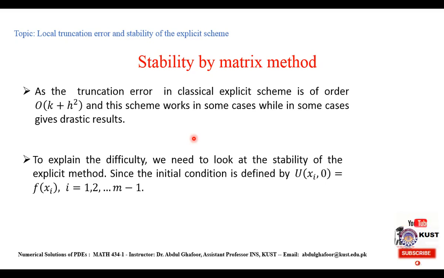Now to start the stability analysis, the initial condition is defined by u at (x(i), 0) equal to f of x(i). For the parabolic partial differential equation, because there is one time derivative and a twice space derivative, there should be two boundary conditions and one initial condition, and the initial condition at discrete values is given by u(x(i), 0) equal to f of x(i), where i starts from 1 and reaches up to m minus 1, where m represents the number of points along the x-axis.